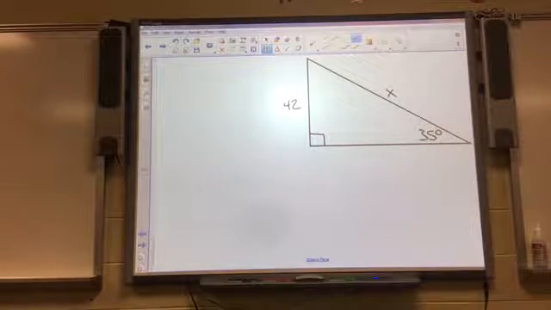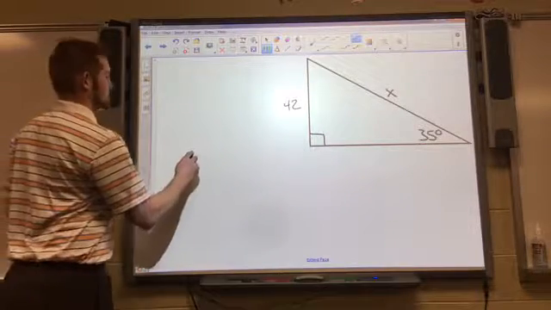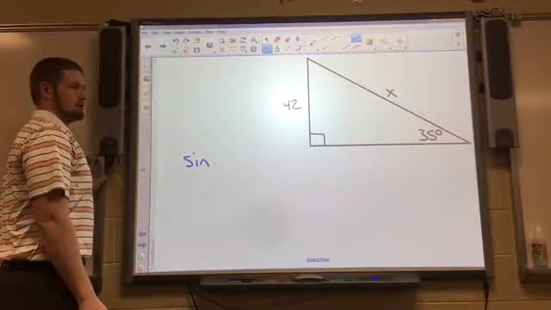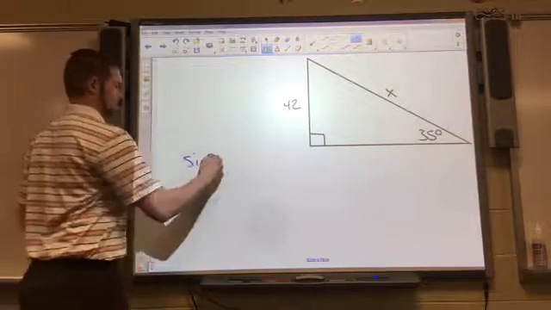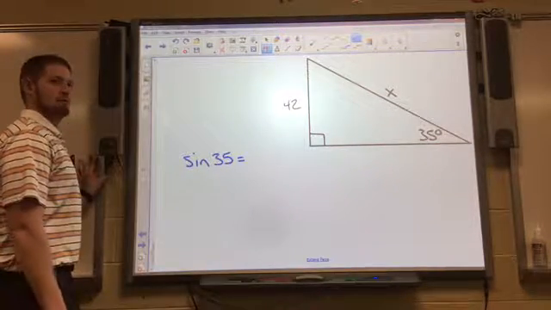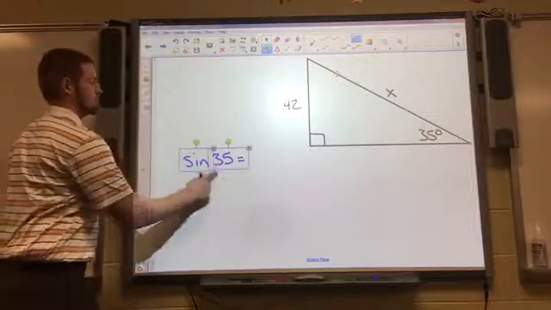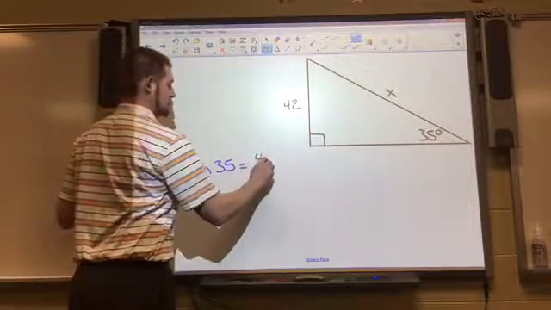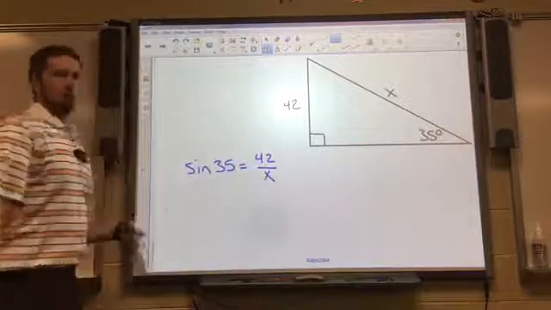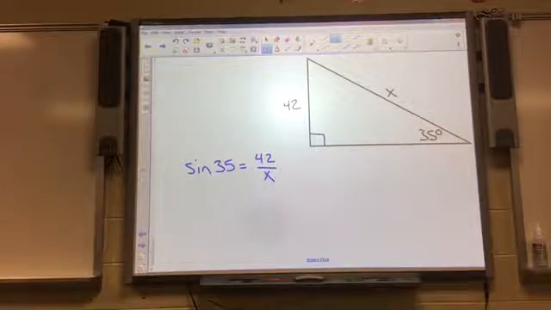The what? Sine. Thank you. Okay, so the sine of, what's my angle? 35 equals 42 over x. So it looks very similar to what we had a second ago, but what's the difference? The x is on the bottom.